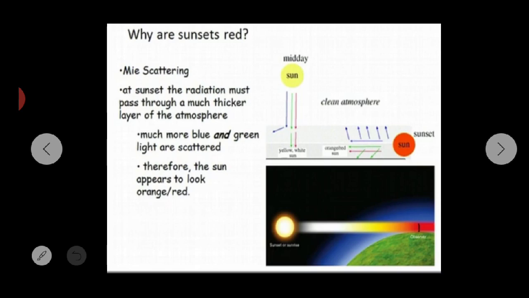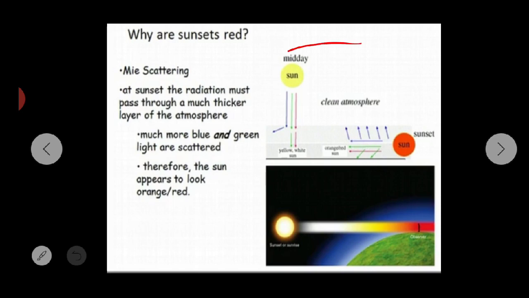Now Mie scattering can be explained with the concept of why we see the atmosphere, that is the sky, looking red during sunset. That is due to Mie scattering. At sunset, the radiation must pass through a much thicker layer of the atmosphere. Much more blue and green light is scattered. Therefore, the sun appears orange.